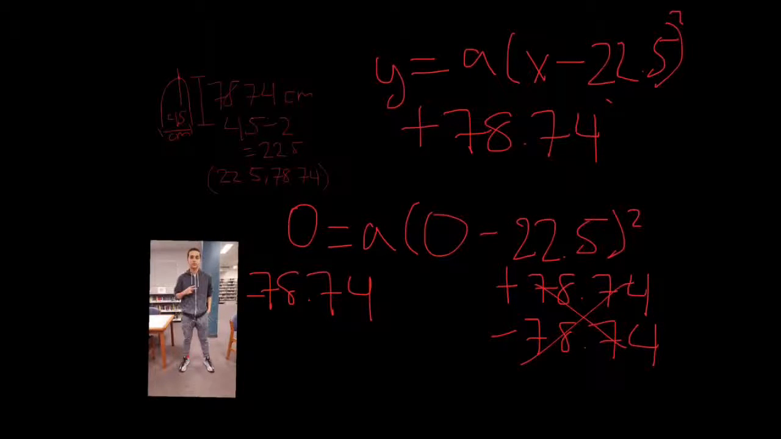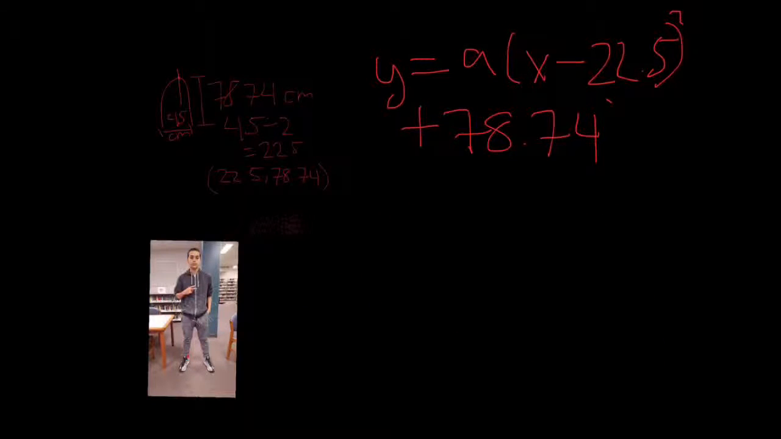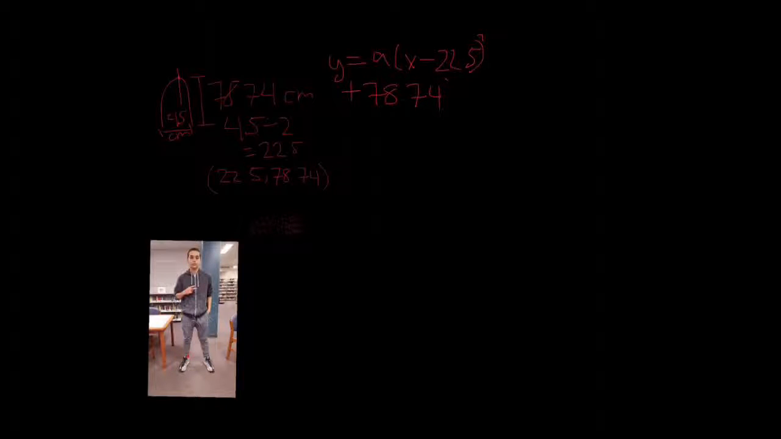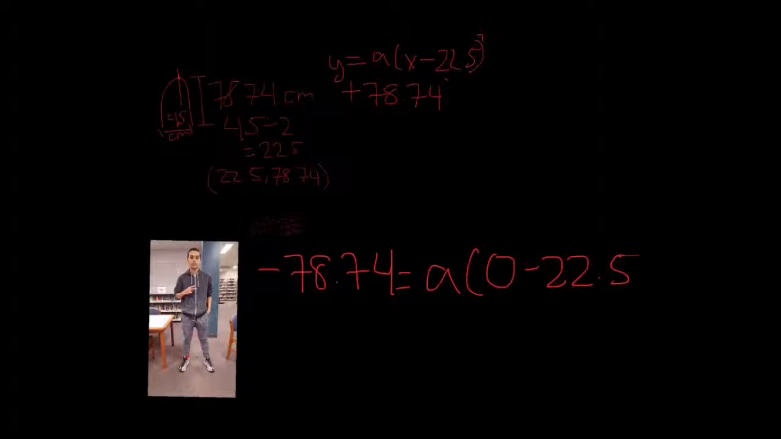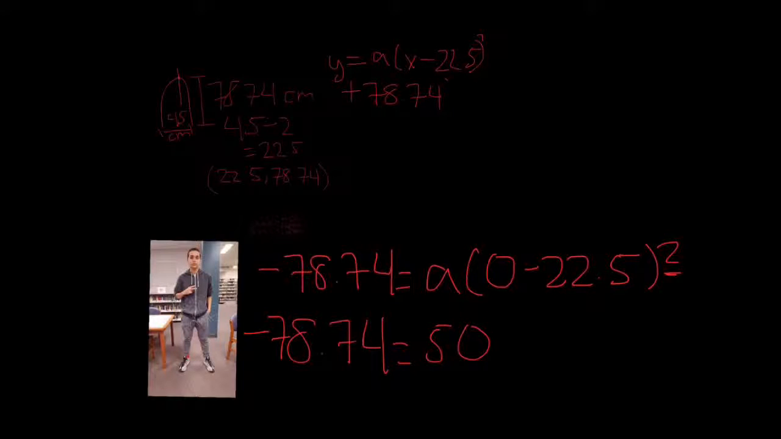Now we can just rewrite this, so it'll be negative 78.74 equals a(0 minus 22.5) squared. Now what we want to do is get rid of the power here. So we rewrite it, and it becomes negative 78.74 equals 506.25a.